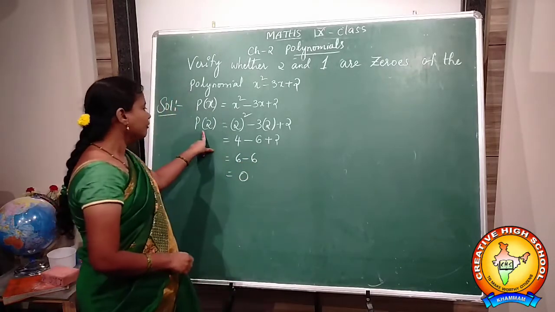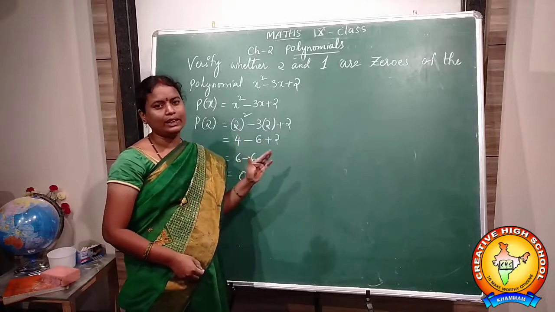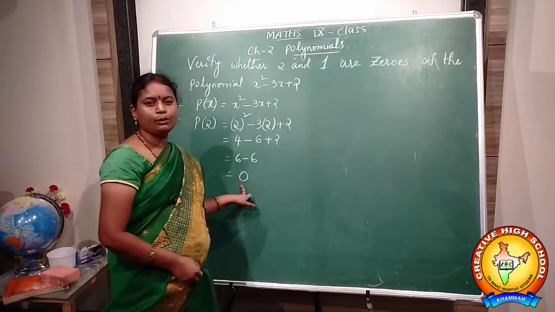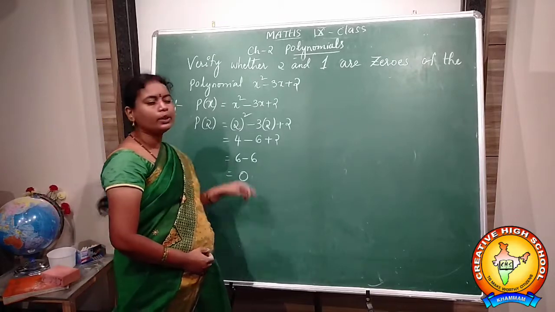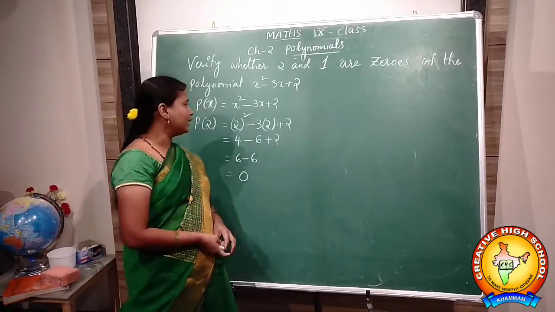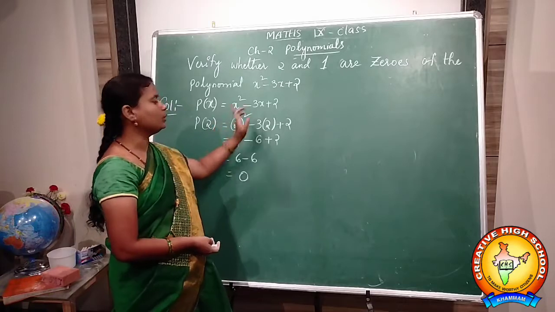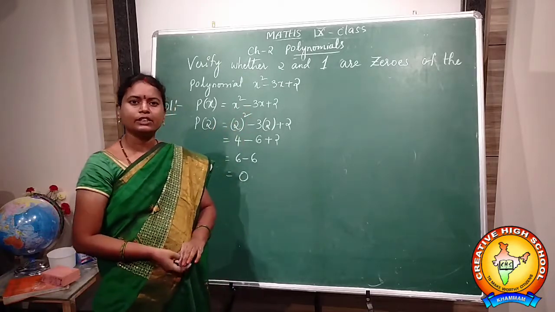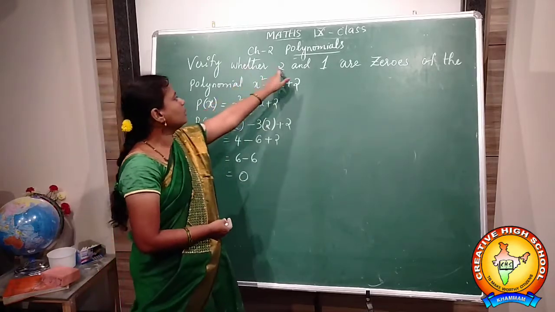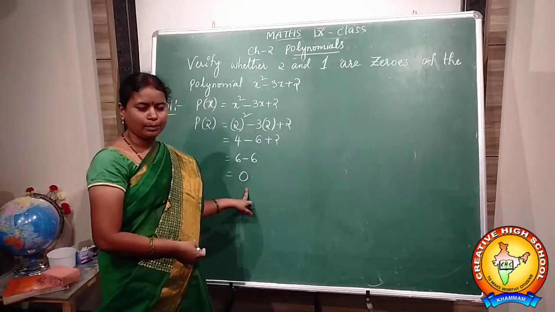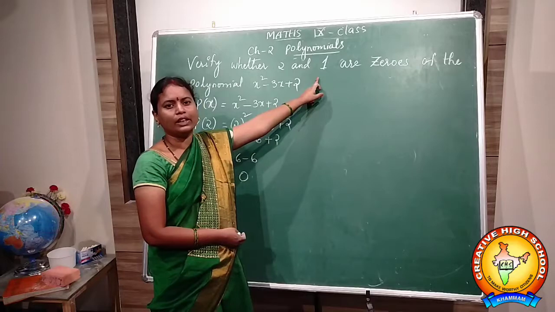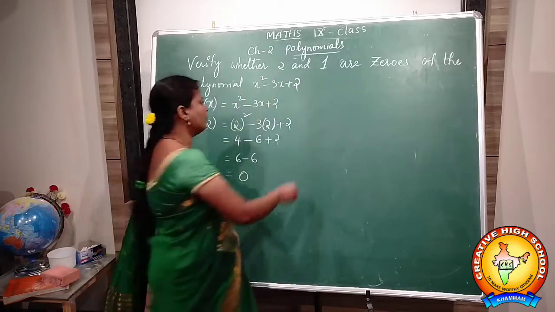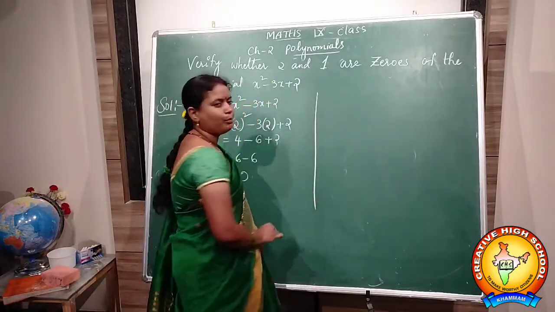So when we substitute 2 in this polynomial, the total value becomes 0. That's why we can conclude that 2 is the zero of this polynomial, p of x equal to x square minus 3x plus 2. Now let us check whether 1 is also a zero of the polynomial or not. For that, what we have to do? Same process.